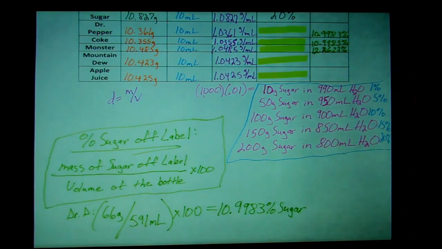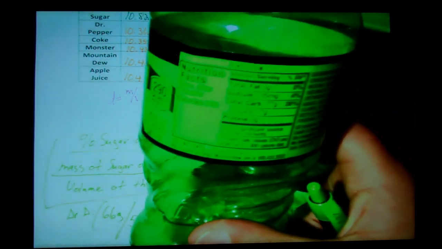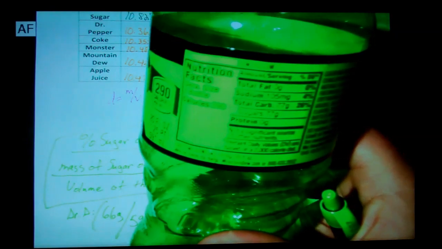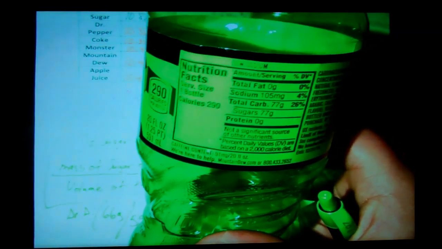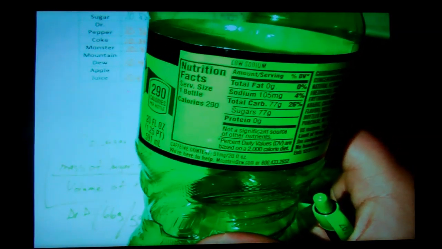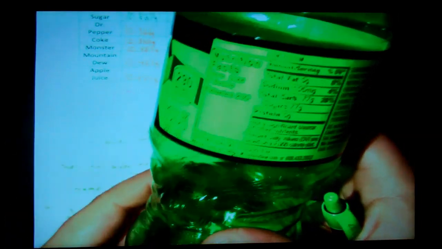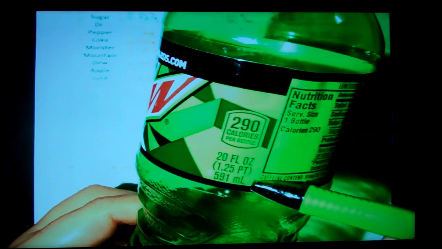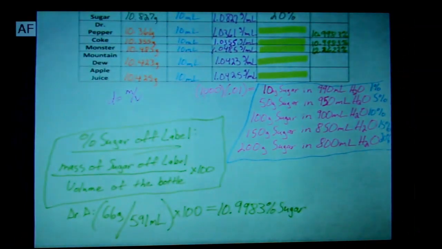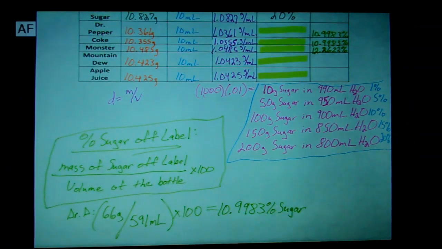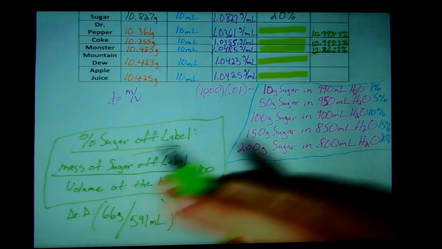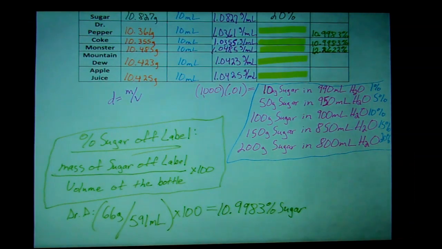Then the Mountain Dew. Mountain Dew. Total carbs, 77 grams. Whoa! It's a 20 ounce bottle, so 591 milliliters. Do the math. What was the grams? 77.